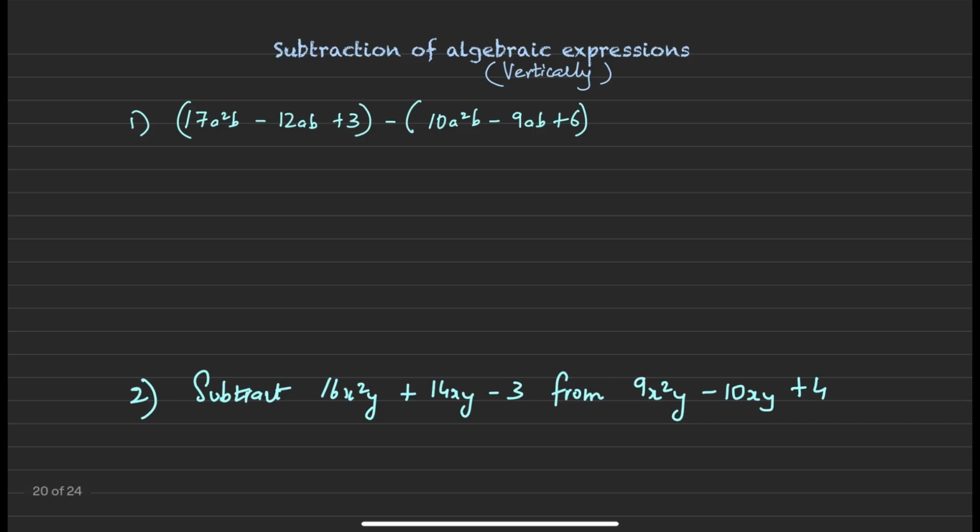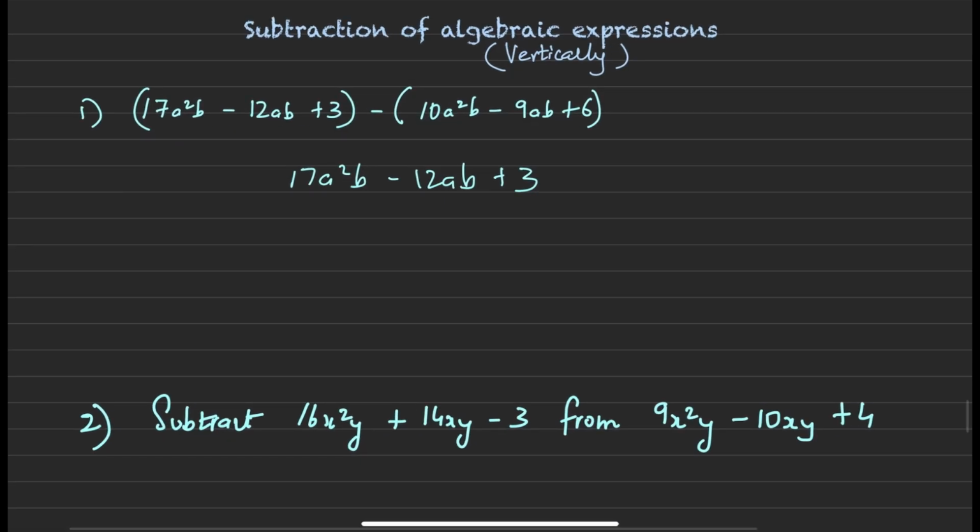Now we have to do this vertically. Vertically means what, guys? You have to place each expression below one another. So the first expression is 17a square b minus 12ab plus 3. Second, now don't change any sign just yet. After writing, we will change the signs. Positive 10a square b minus 9ab plus 6. Leave a line, very very important.